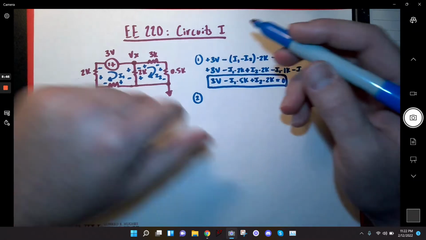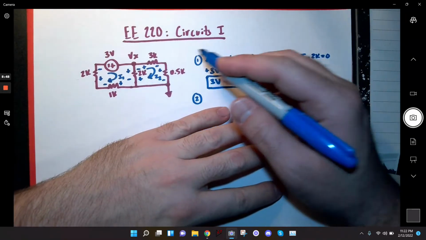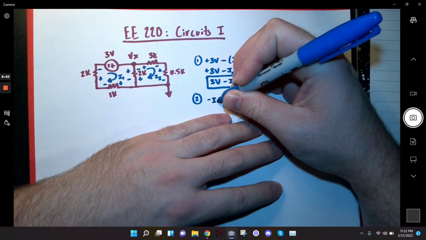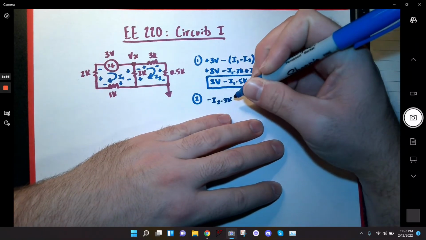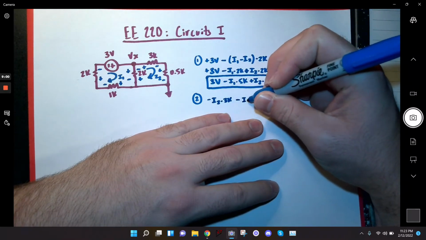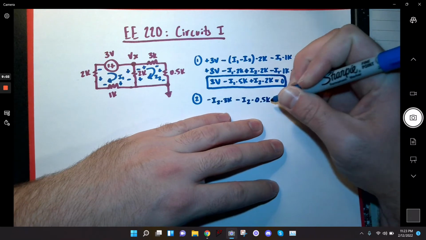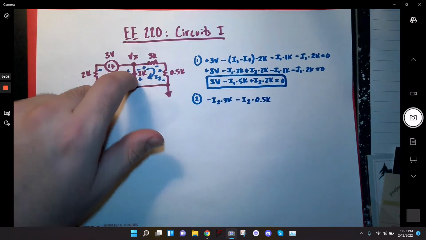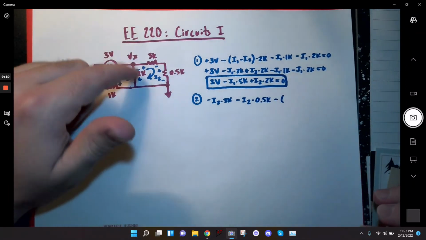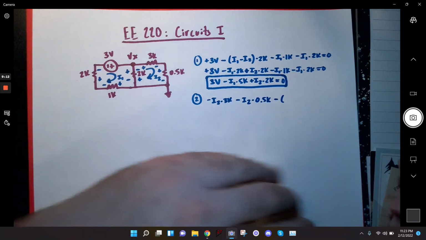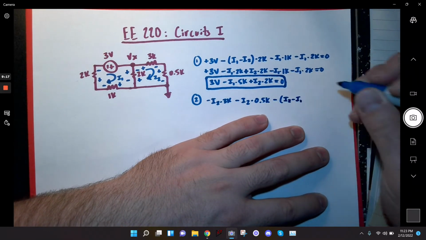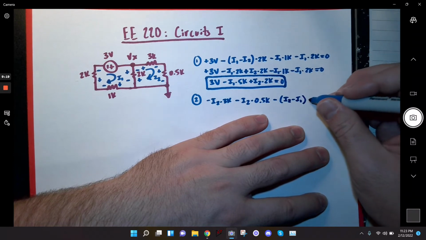So let's start at Vx, and we'll go across this 3K. So I go across that 3K, I get minus I2 times 3K. I go across the 0.5K, so I get minus I2 times 0.5K. And then I go across this 2K, and I get minus, and now in this case, we're going in the direction of I2, so we're going to say (I2 minus I1) times 2K. I think this may have been a problem for some people.